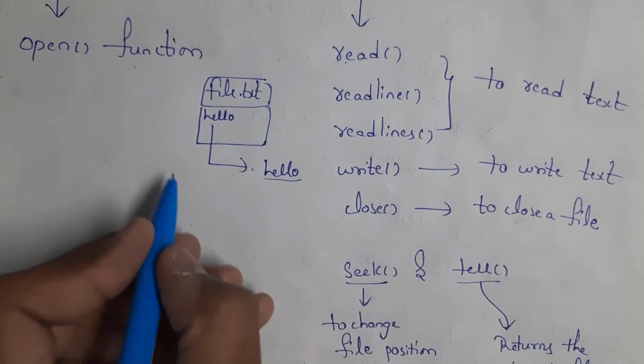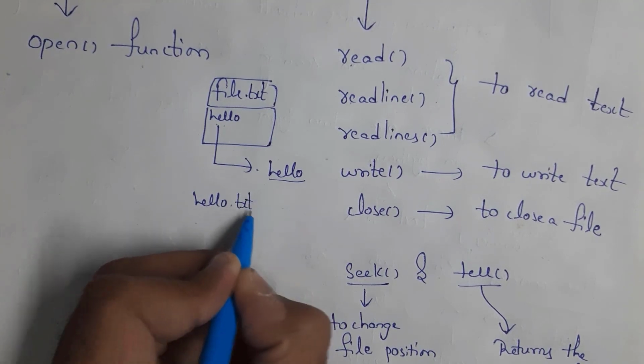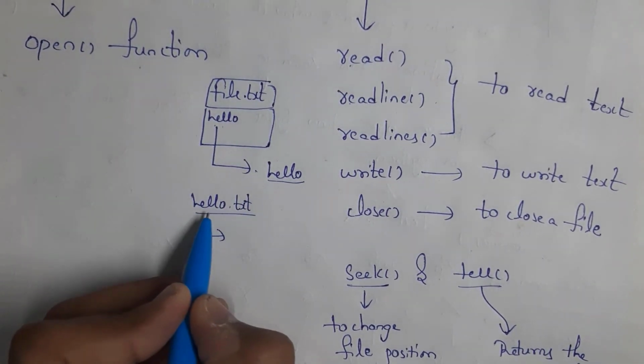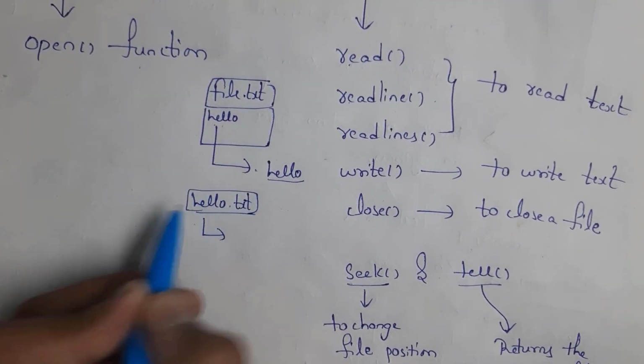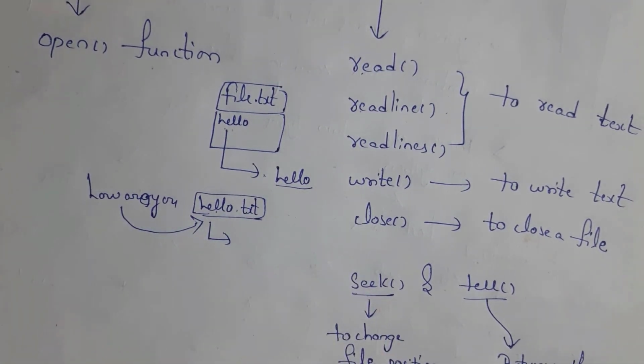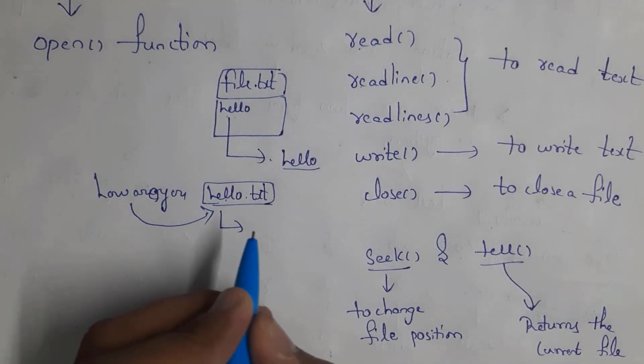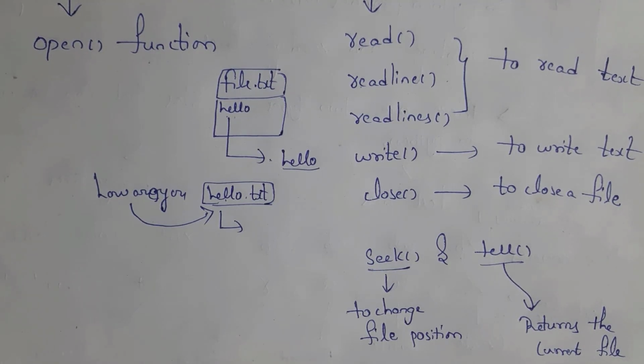For example, there is a text file. The text file name is hello.txt. Now I want to add the text "how are you" into this file hello.txt. In order to add text into this file, you need to use the write method. In order to add any text into your file, you need to use the write method.